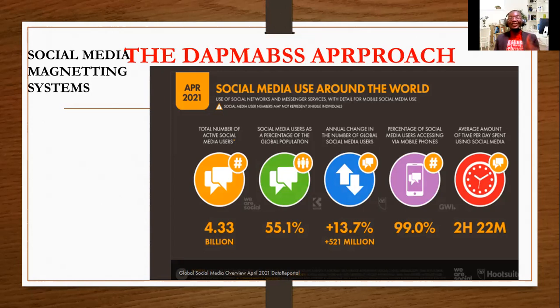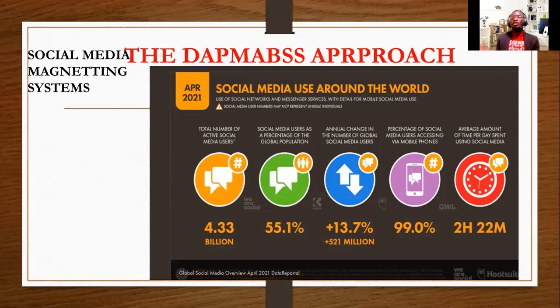On the average, they spend about 2 hours, 22 minutes on social media. There are people that spend more than that. There are people that spend less than that. But on the average, 2 hours, 22 minutes is the time spent. So the people you are looking for are actually on social media. You do not need to go anywhere else. First and foremost, you can take advantage of this huge market.